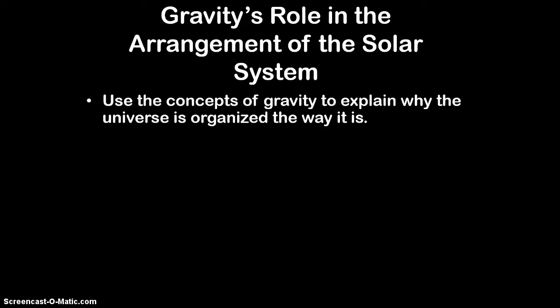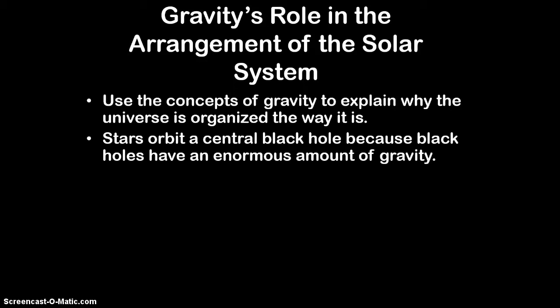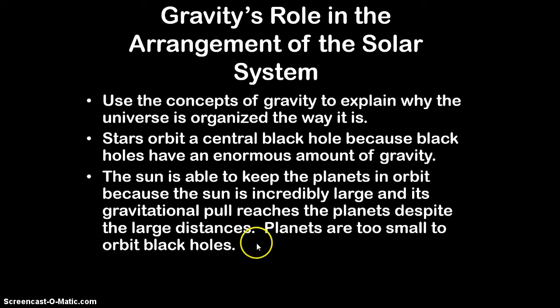We're going to continue to talk about gravity and why the universe is organized the way it is. Stars orbit a central black hole because the black hole has an enormous amount of gravity. The sun is able to keep the planets in orbit because the sun is incredibly large and its gravitational pull reaches the planets despite the large distances. Planets are too small to orbit a black hole.